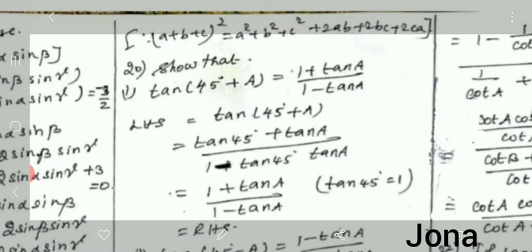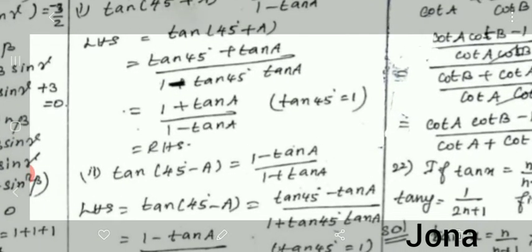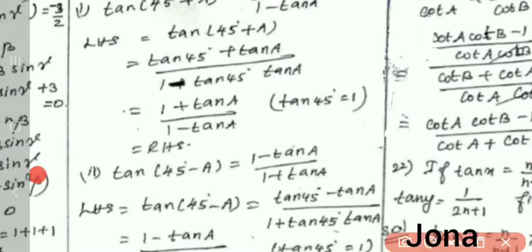Twentieth sum. Show that tan of 45 degree plus a equal to 1 plus tan a by 1 minus tan a. We have the formula for tan of a plus b, that is nothing but tan a plus tan b by 1 minus tan a tan b. We are using this formula. So substitute the value for tan 45, which is 1. So 1 plus tan a divided by 1 minus tan a.